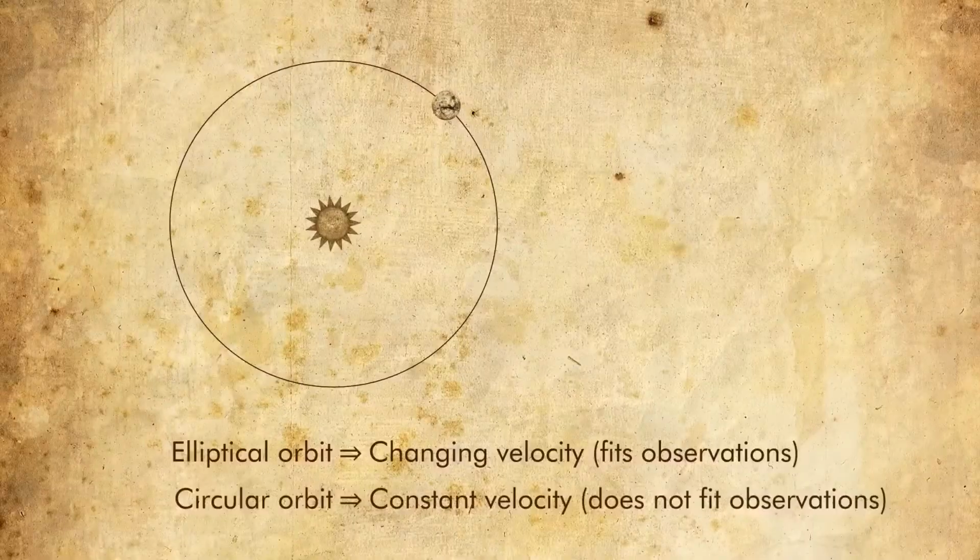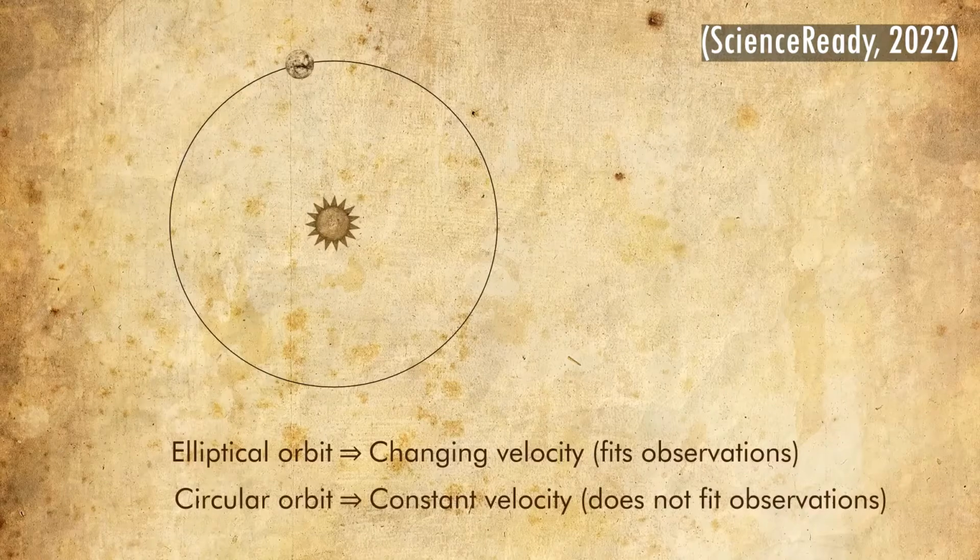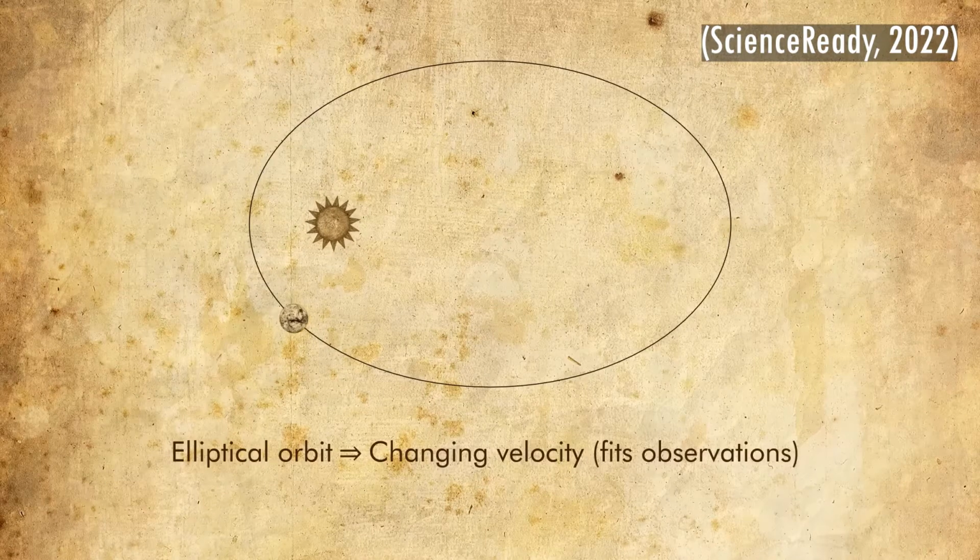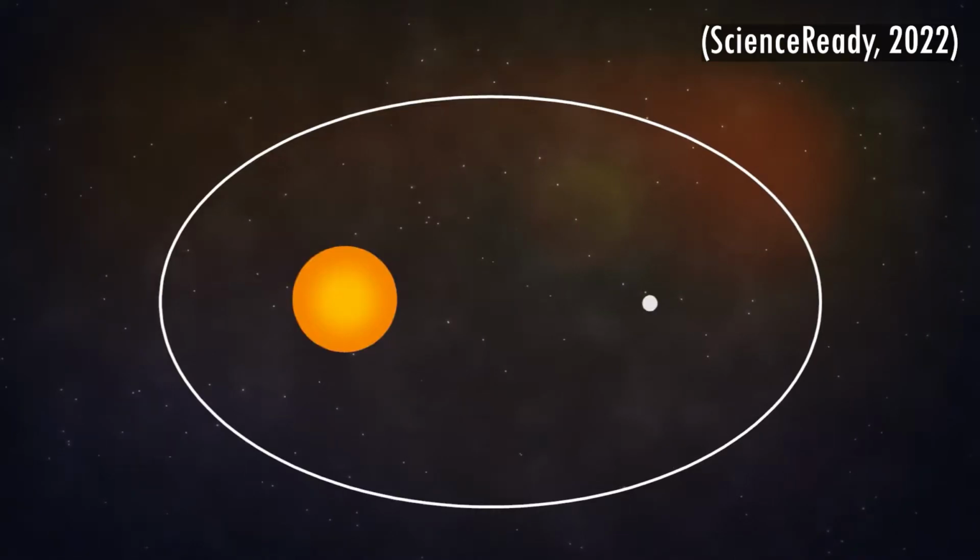So what are Kepler's laws? We'll start off with Kepler's first law, the law of orbits. Basically, the planets don't move in a circular path around the sun as you might suspect, but rather an elliptical orbit, with the sun being at one focus.